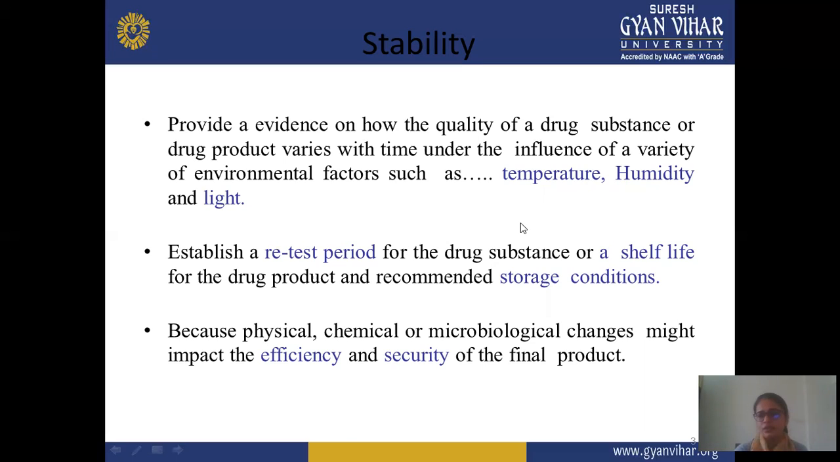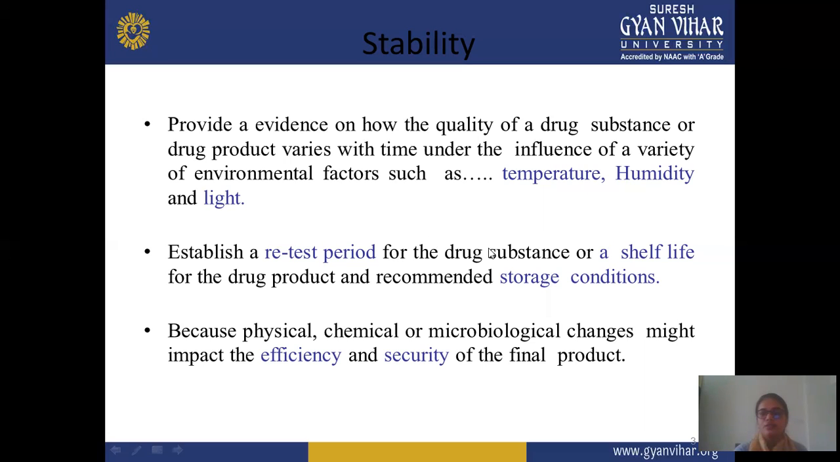And after this stability study, mention this condition on the label and give directions. Next is to establish a retest period for the drug substance or shelf life for the drug product and recommend a storage condition. You can also perform retesting stability.